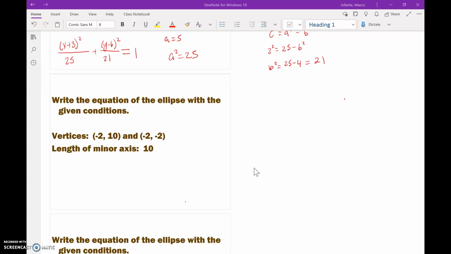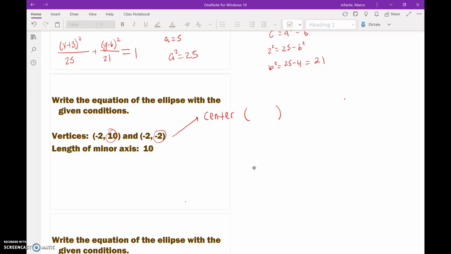This is the vertices, (-2, 10) and (-2, -2). We're seeing that the y values are changing, so this seems like the major axis. This is a vertical stretch since the y values are the values that have changed, where the center would be the midpoint of these two points on the vertices.